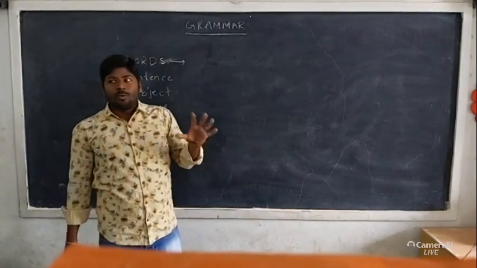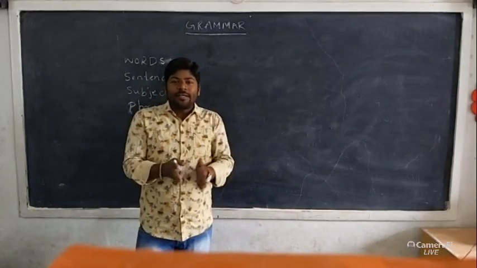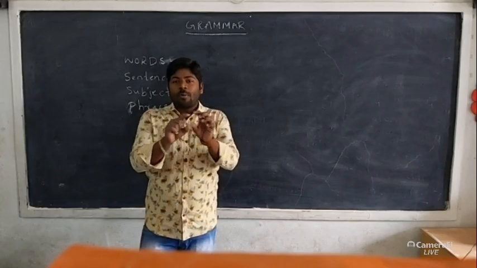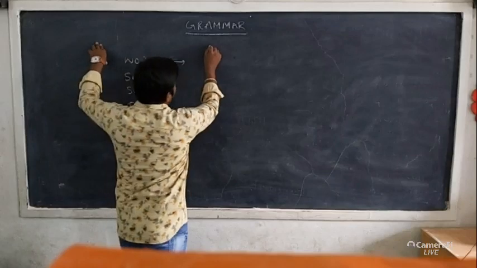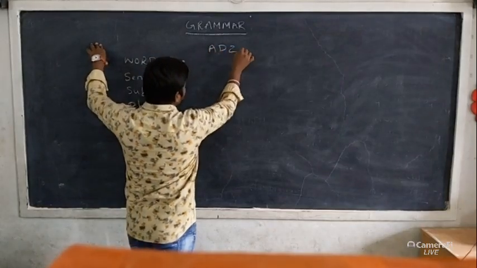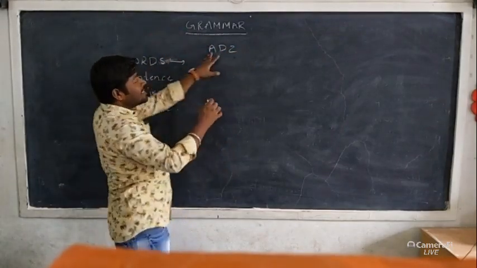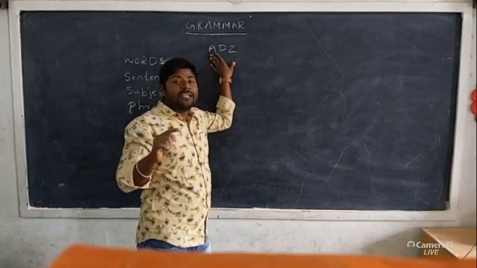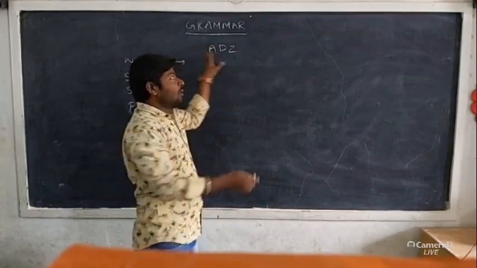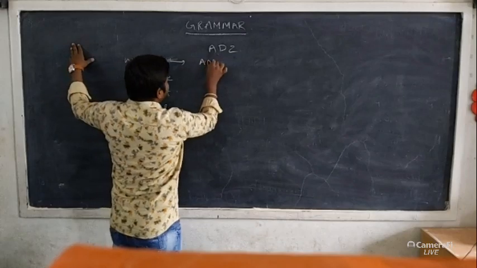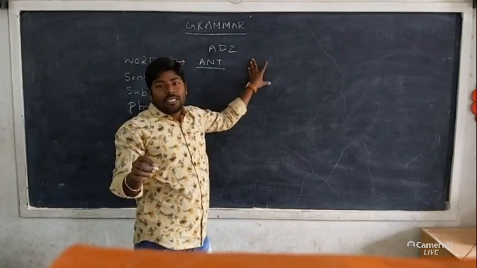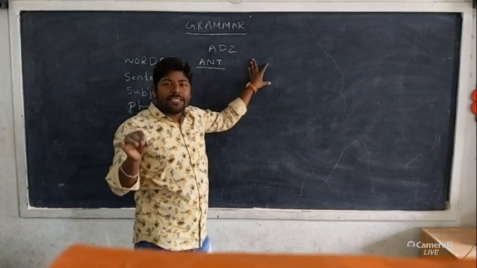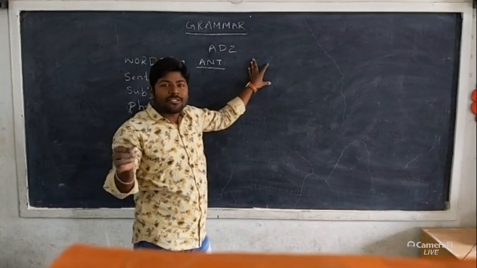Yes, and what is called word? A group of letters arranged in a proper way in a meaningful order is called word. For suppose A, B, Z. This is not a word. Why? Because it is a group of letters, but it is not in a meaningful way. So, for suppose A and T, this is called word. It is a meaningful word. So a group of letters arranged in a meaningful order is called word.